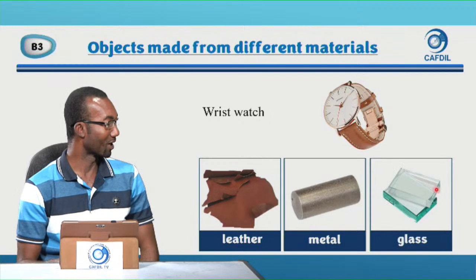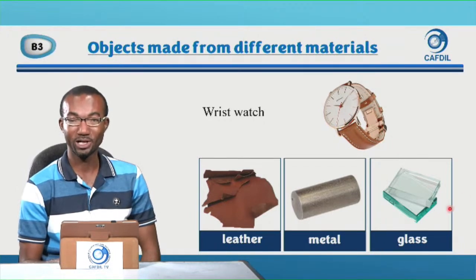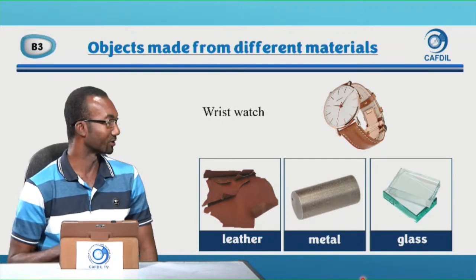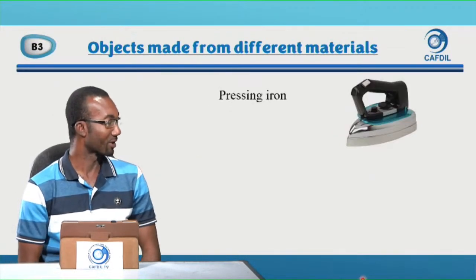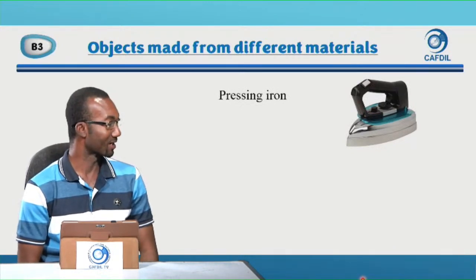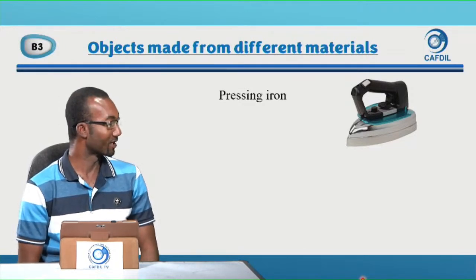And then you also have glass. The face of the watch is covered with glass. And you can also see thread here. They use thread to fasten the edges of the leather. So four materials were used to make this wristwatch. Good. Yes, pressing iron. We all have pressing irons at home. Let's look at this pressing iron and bring out the materials that were used to make it.